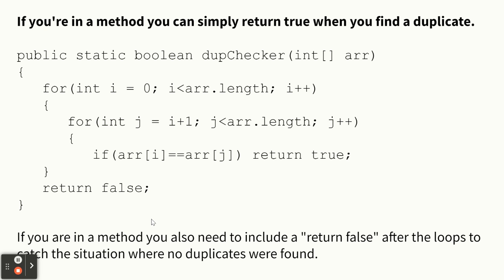There's a different way to do it. If you're doing a method, you don't need a flag variable. You just return true when you find a duplicate. So this is the same code, but put into a method, public static boolean dupe checker. You send over an int array, and it does the same thing. Starts at 0, goes all the way through, and then the inner loop starts at the next one over. And if it's the same, instead of setting the flag variable, it just says return true. And then if all the for loops finish and you haven't left the method, then it returns false. That's pretty cool.